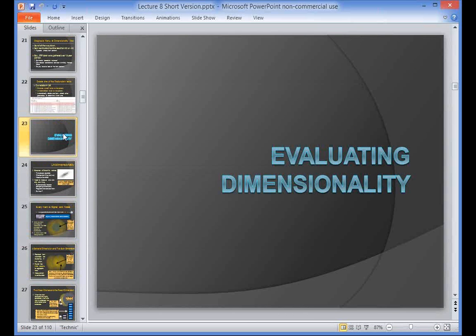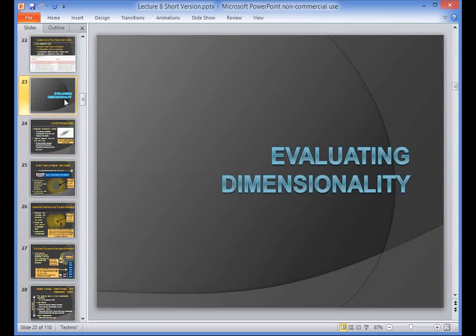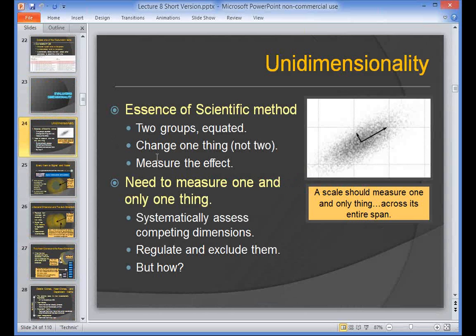So let's continue now with this same idea, and we're going to talk a little more generally about how to evaluate dimensionality. When you selected dimensionality from the diagnosis screen, you probably wondered what was above the dependent items. The stuff above the dependent items is really all intended to assess what's called unidimensionality, which is a word that we've heard a lot before. And unidimensionality is strongly related to the scientific method.